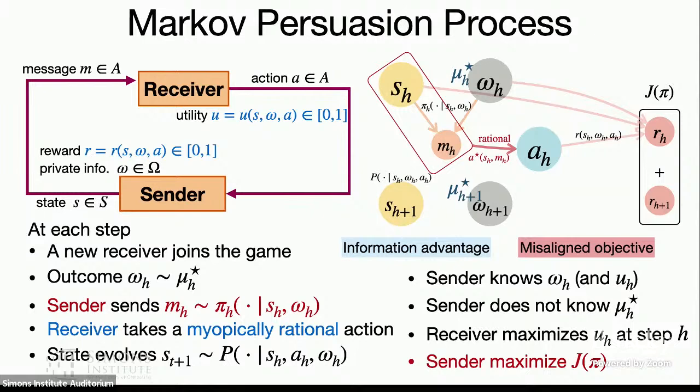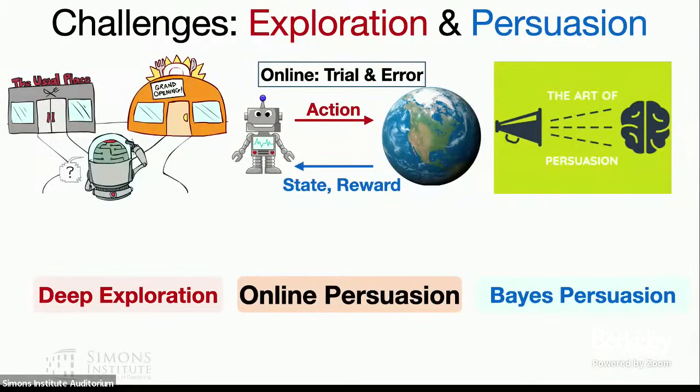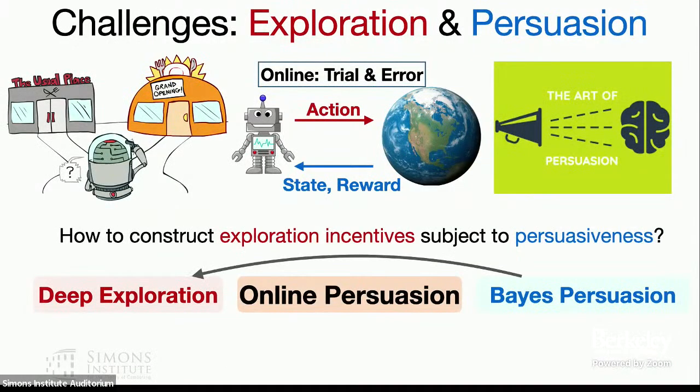And in our setup, there's again an information advantage in the sense that the sender knows exactly what the outcome omega is, but the receiver doesn't know. And there's a misaligned objective. Each receiver joining the game wants to maximize the immediate utility U, but the sender wants to maximize the cumulative return. We assume there are capital H steps. We consider the episodic case, and the goal of the sender is to find a signaling scheme which maximizes the cumulative return. And for this problem, there are a few challenges.